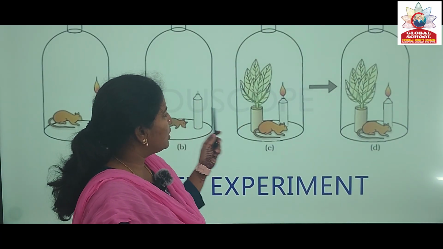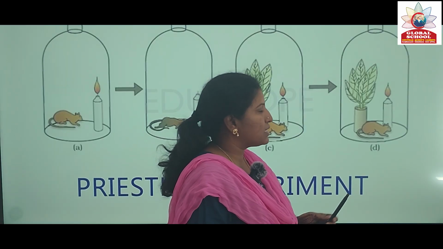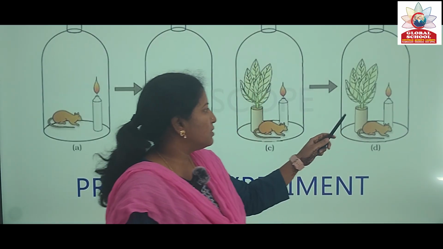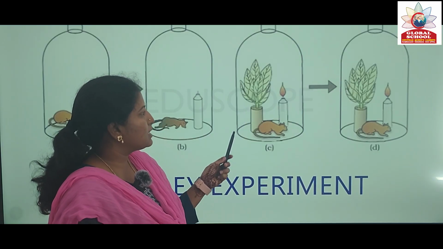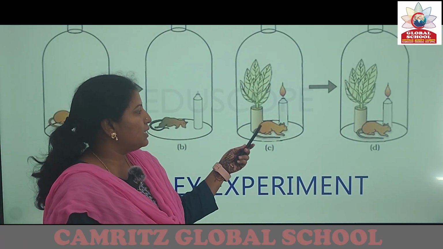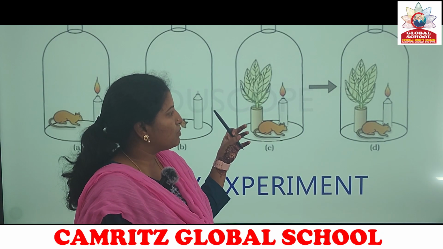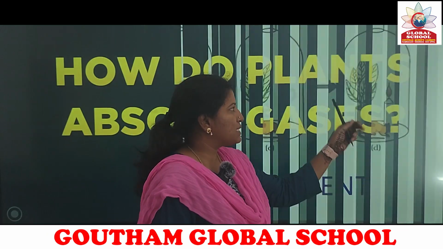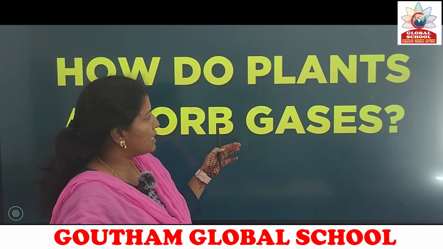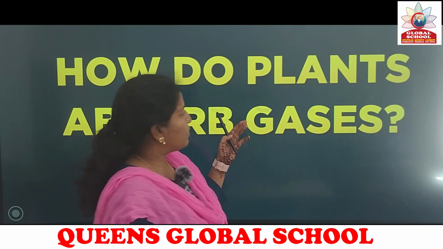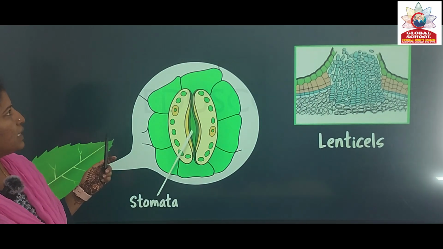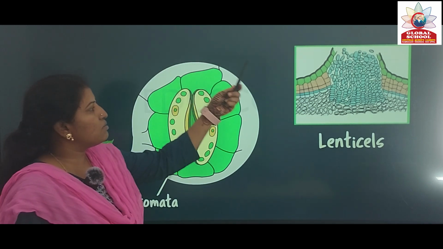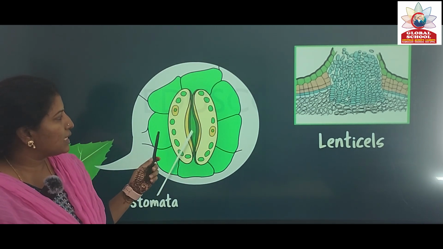So he concluded that some material is being exchanged between these things. Some gases have been exchanged between these organisms like plants and animals. Some gas which is useful for animals is present inside it, and the gas which is required for plants is also present inside it. So some exchange of gases was observed here. So, gas exchange in plants. How do plants exchange gases?